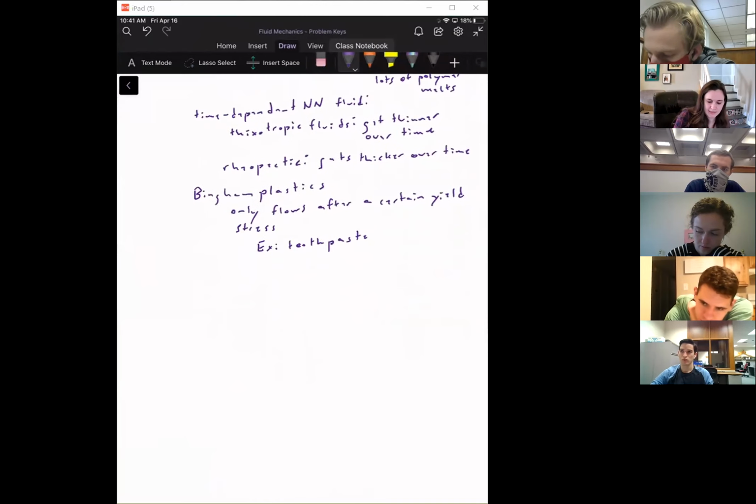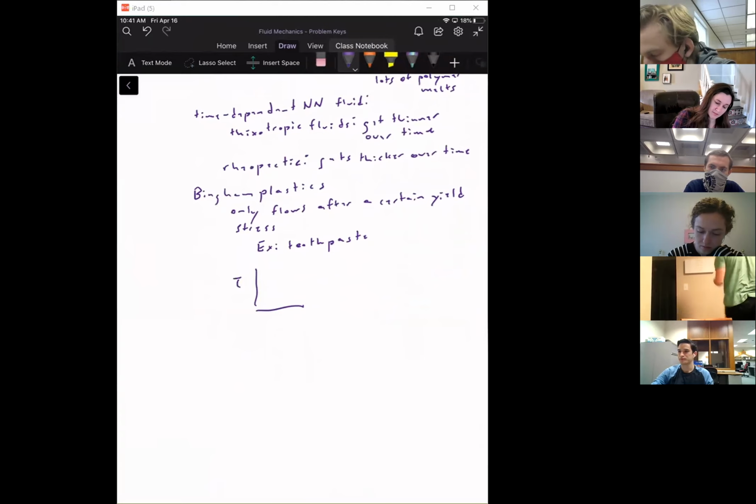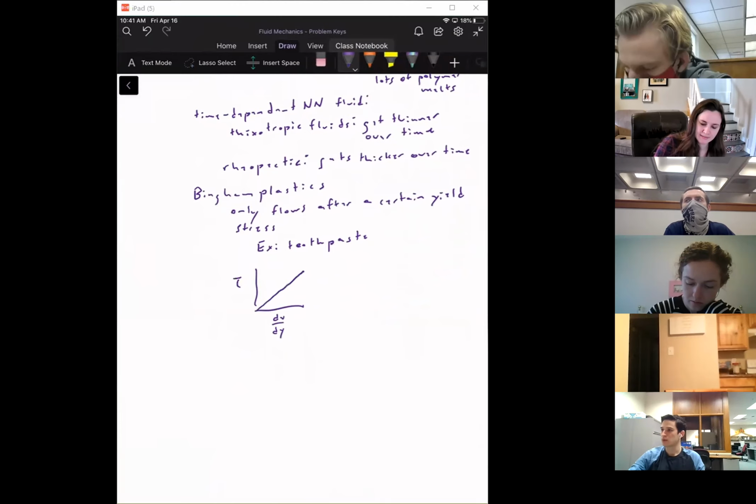So if we were to look at the stress versus strain, I'm saying dV dy here, but the coordinates could be different. So for a Newtonian fluid, it would just look like this. It's just a line. And then a Bingham plastic, it just looks like this.